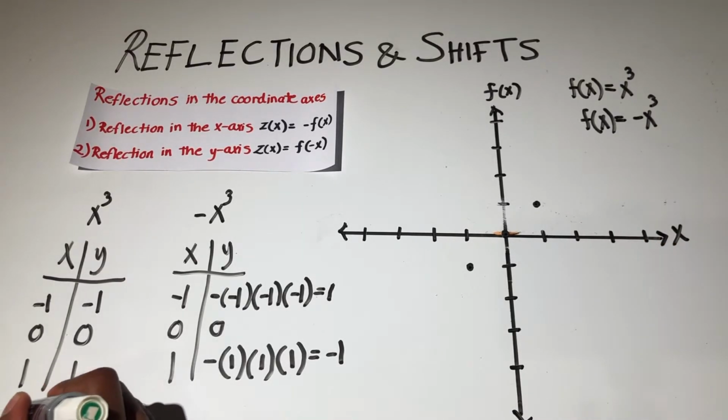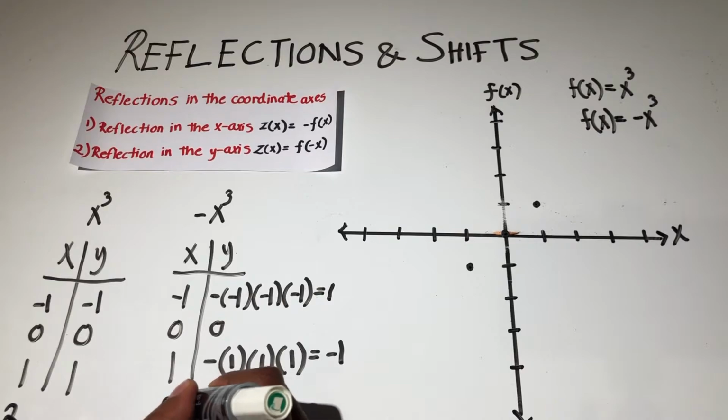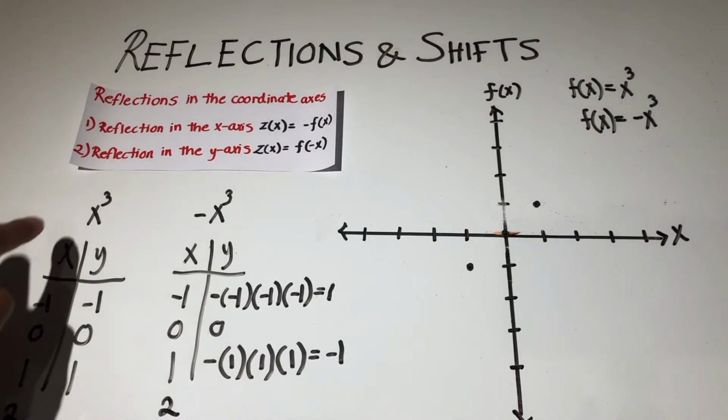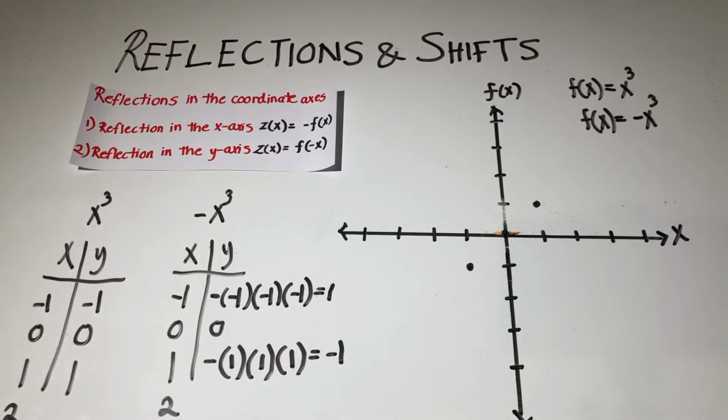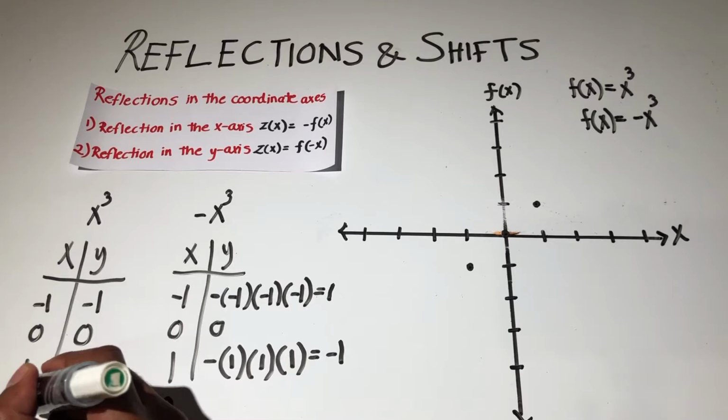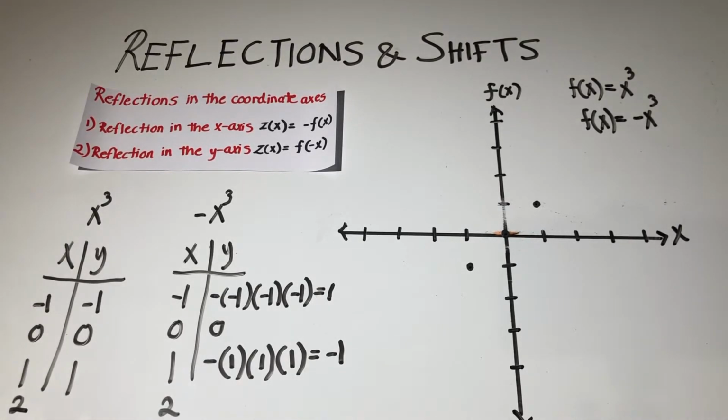Let's construct one more point. If we put in 2 here for x cubed, sorry, let me erase that a little bit. If we put in 2, we're going to get 2 times 2 times 2, which is 8.